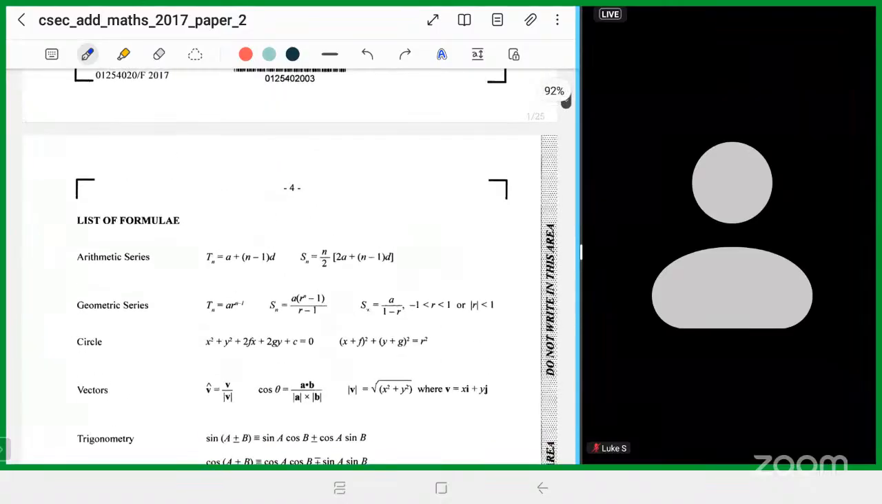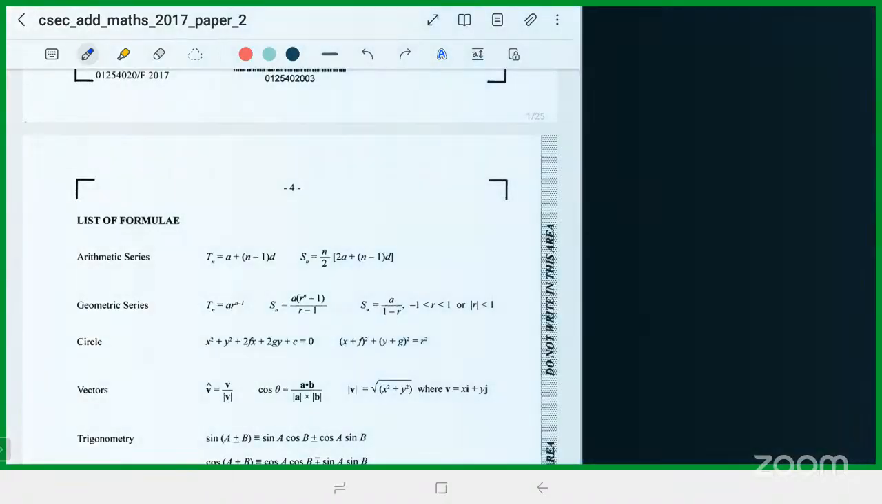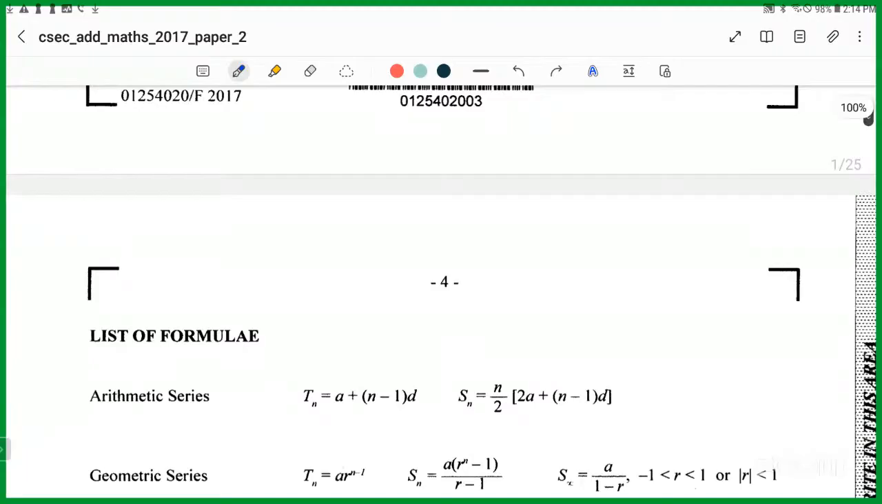Alright, so I sent two papers, 2017 Ad Maths and 2017 Pure Maths. And I did list a number of questions I want you to do. We're going to work through the Ad Maths questions first. Remember, there are some questions on the Pure Maths paper that are Ad Maths level as well. So we're going to clear the Ad Maths questions on both the Ad Maths paper and the Pure Maths paper, and then we'll do the straight Pure Maths questions on the Pure Maths paper afterwards.